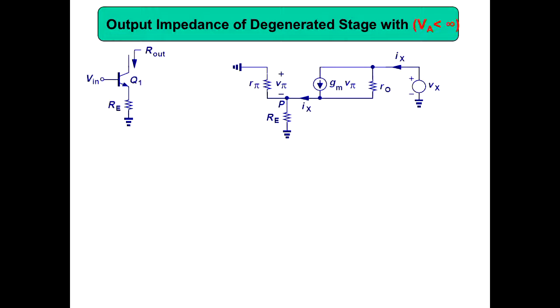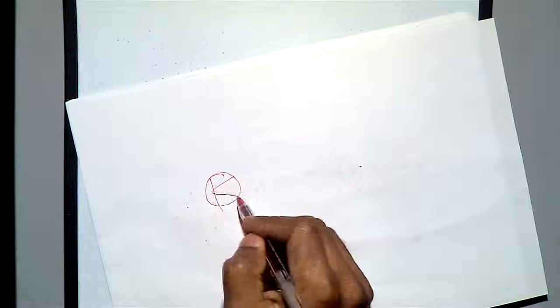Now we are going to the output impedance of the degenerated stage with VA less than infinity. The question is, I want to find out the output impedance when I include RO. When I don't include RO, what is the output impedance? So this is my question. Now I am going to find out the output impedance with the early effect. Previously we already found out the output impedance without early effect. So this is one case.